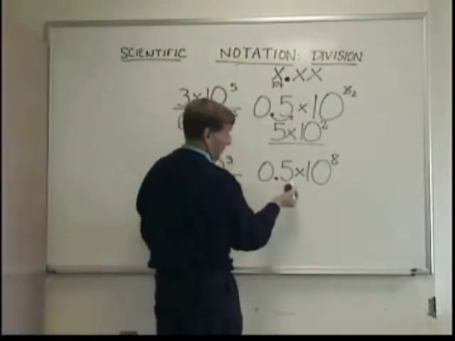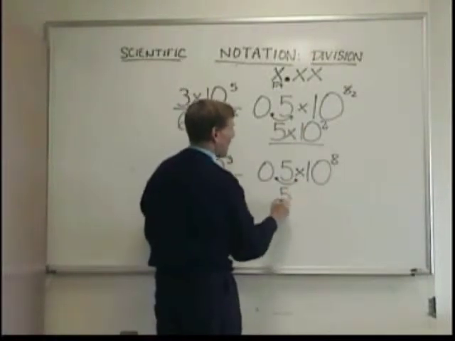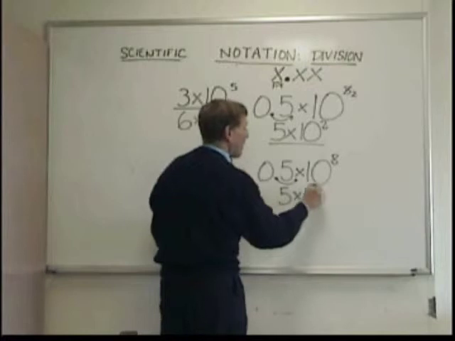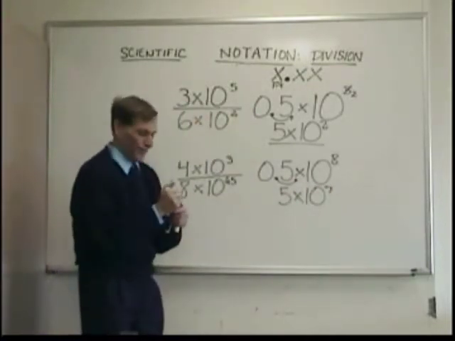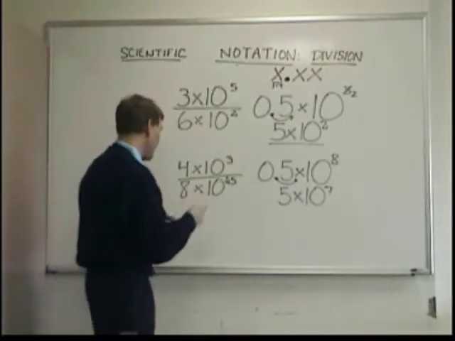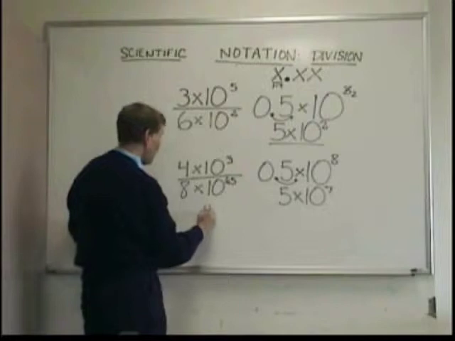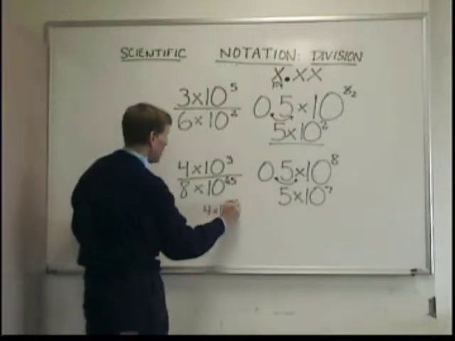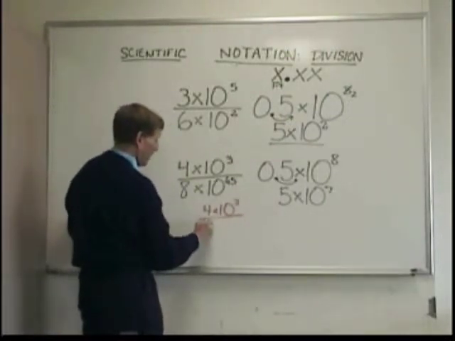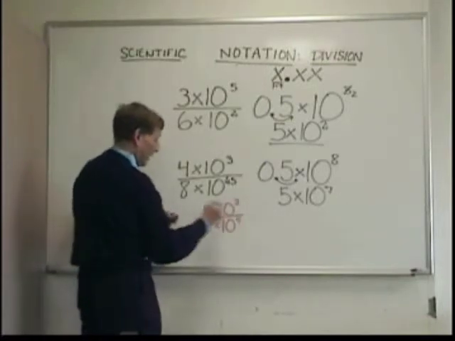Now, that's of course not in the format, so I'm going to move it. It becomes 5 times 10, and I made this bigger, so this has to go 1 smaller. Let's try one more. Let's say I had 4 times 10 to the 3rd over 8 times 10 to the 9th.